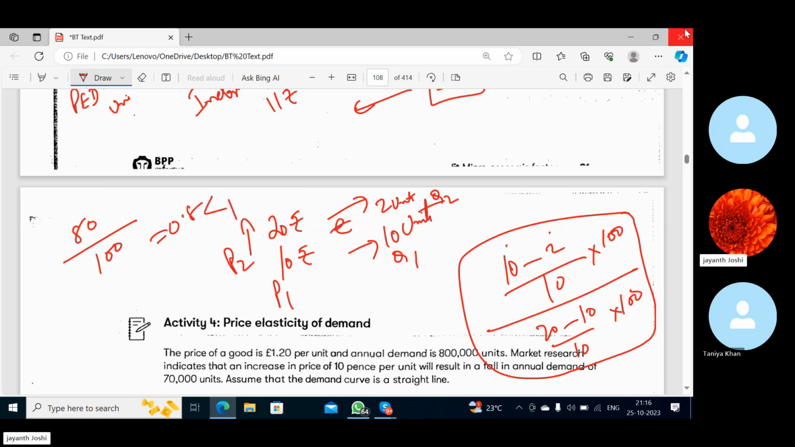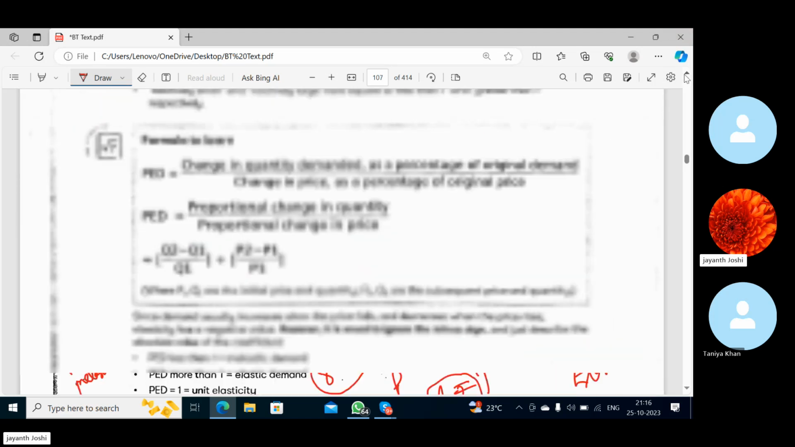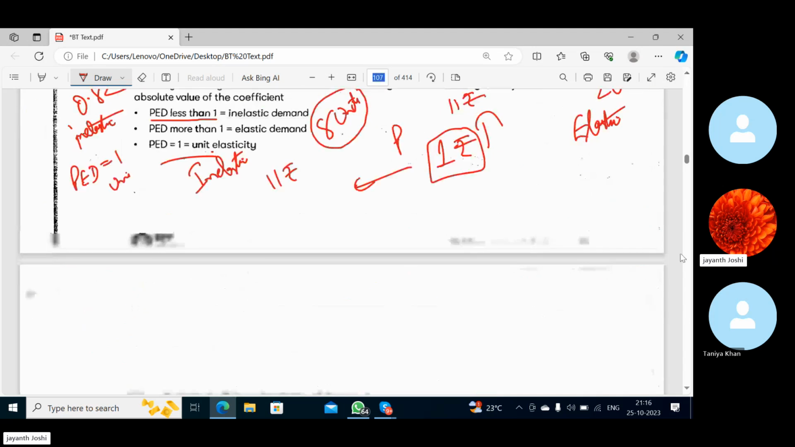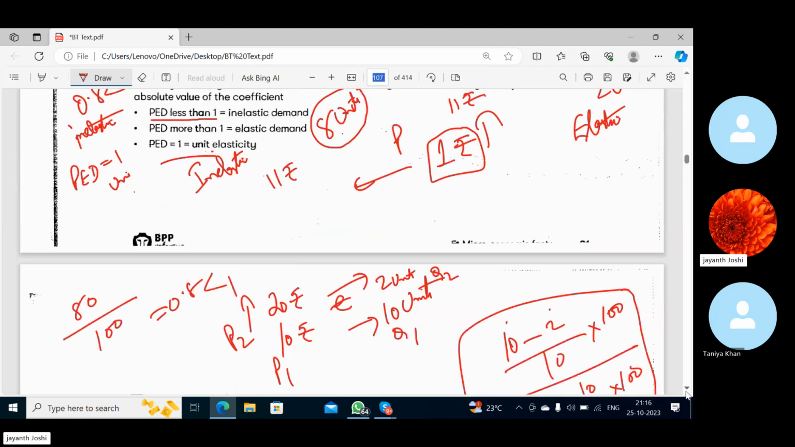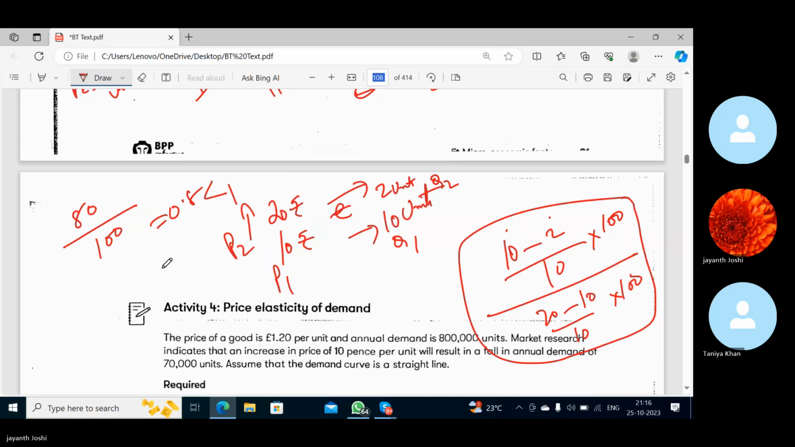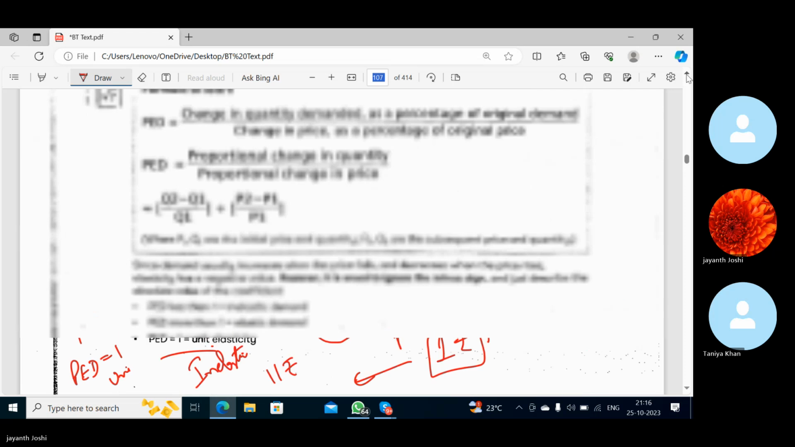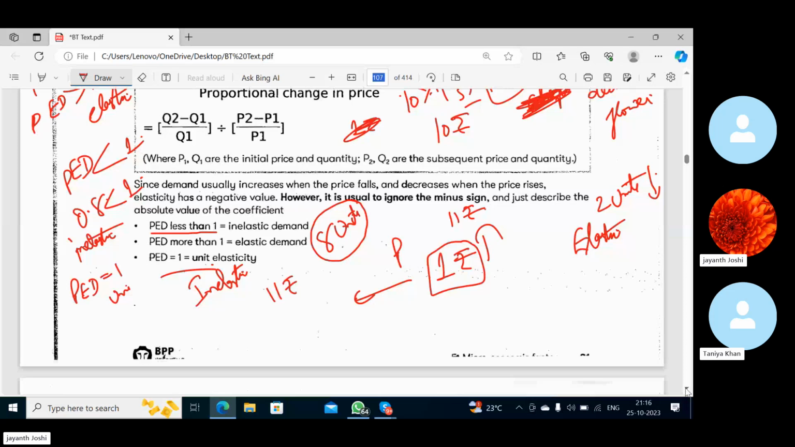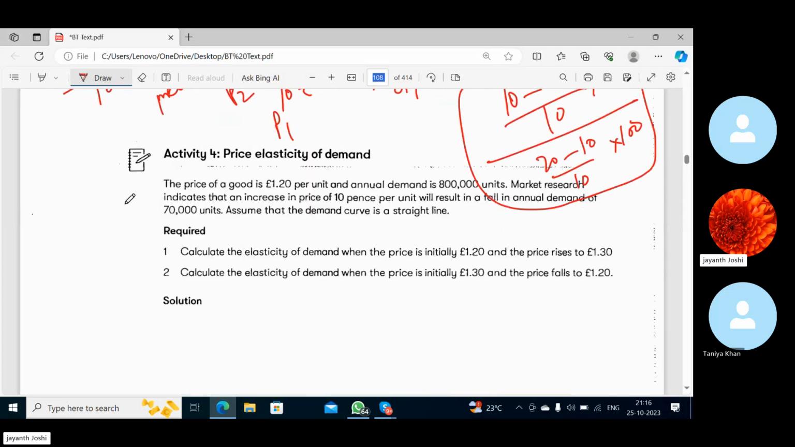Less than 1. If we get less than 1, as we discussed right now, it is inelastic. Correct? Did you follow that? Did you understand? Hello? Yes, sir. Okay. Just calculate this one and tell me what's the answer.